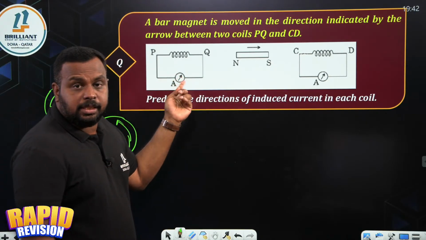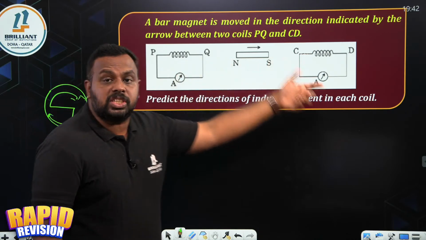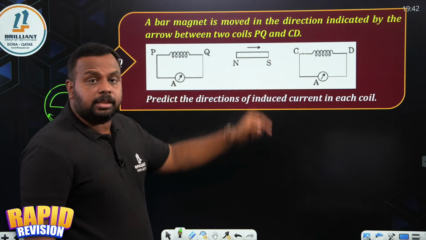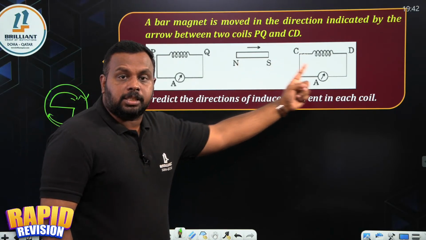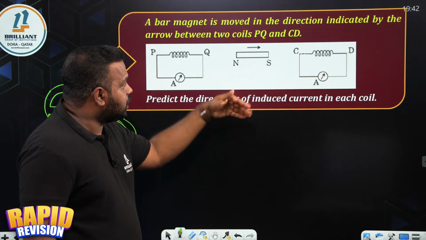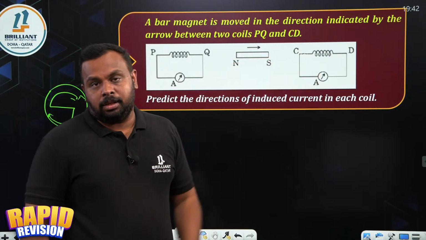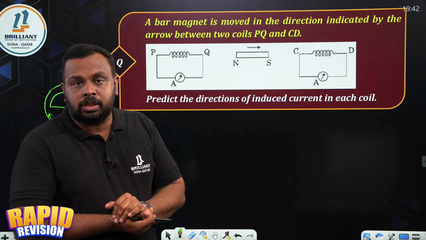Now look at this. What is happening? You can see there are two coils PQ and CD. In between the coils there is a magnet, north and south. And this magnet is moving from which side to which side? You can see the arrow mark is showing it is moving from left to right. Then what are the directions of induced current?